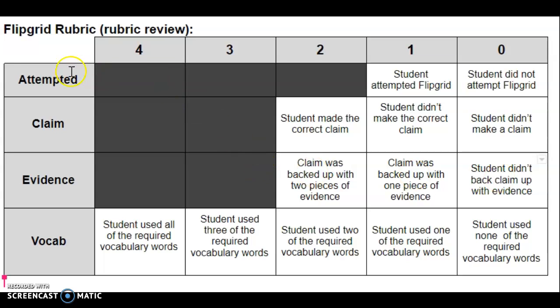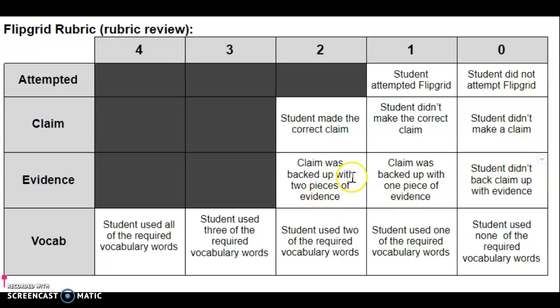Okay, so for attempted up here on the top, if you attempted the Flipgrid at all, you automatically get 1 point. If you did not attempt the Flipgrid, you get 0 points for this category. If you made the correct claim, you get 2 points. If you didn't make the correct claim, but you still made a claim, you get 1 point. And then if you didn't make a claim at all, you get 0 points for this category.